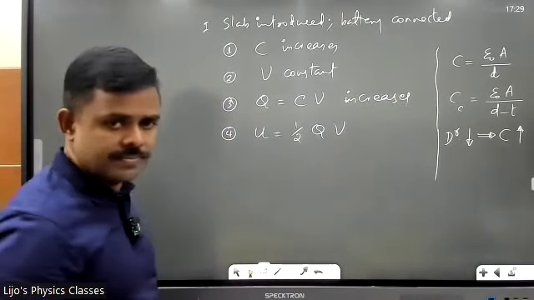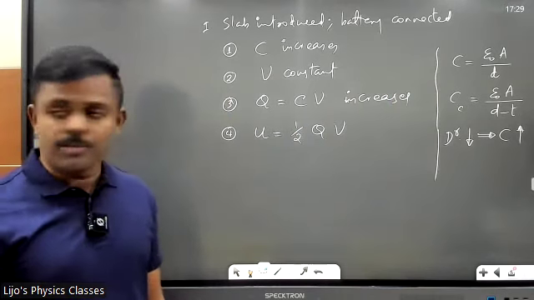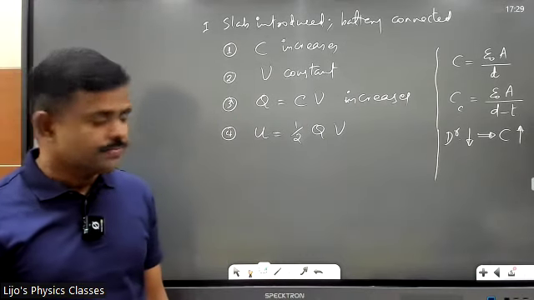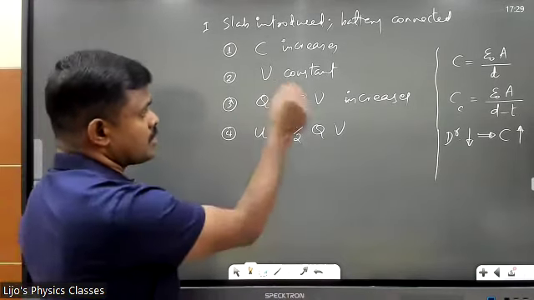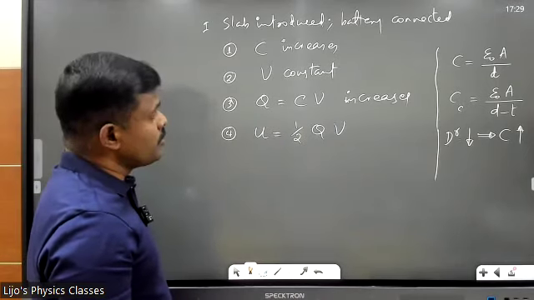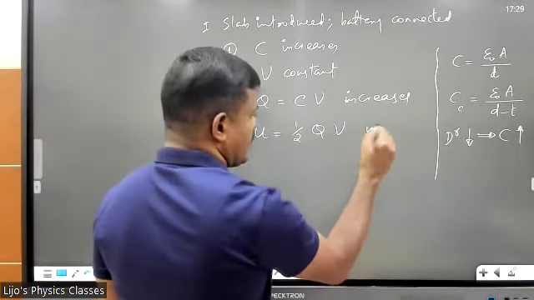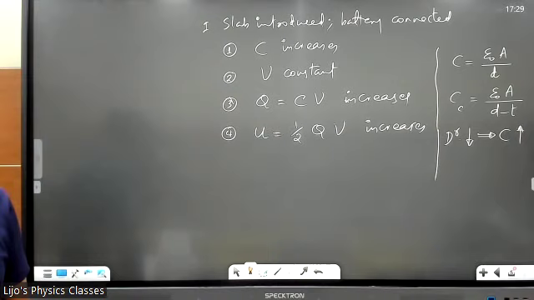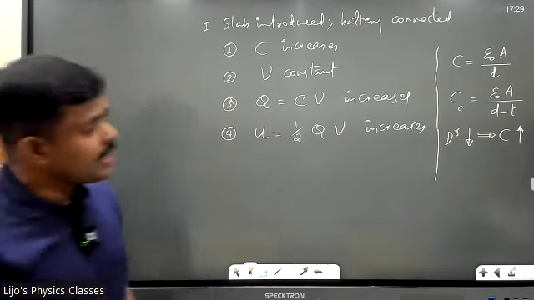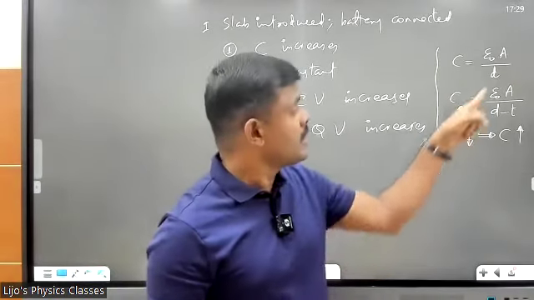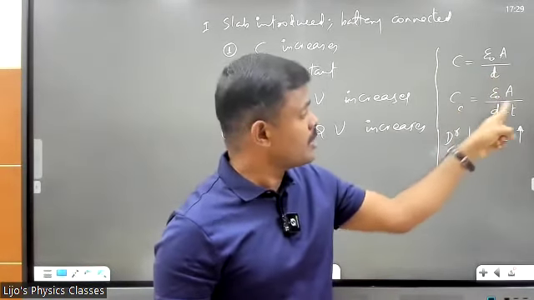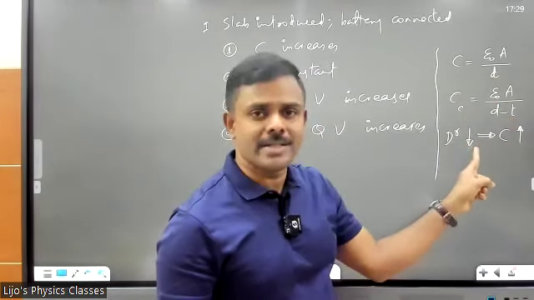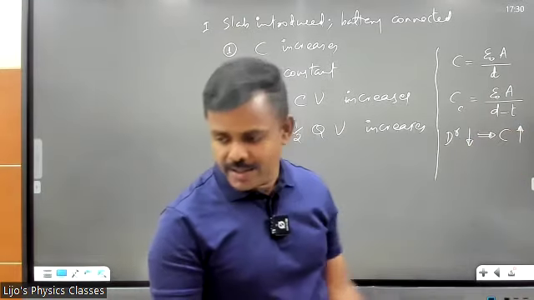Last one, energy. What about energy now? Energy is half QV, and half is constant. Here, V is constant. What about Q? Q increases, so energy also increases. Got it now? This denominator is d only, and this denominator is d minus t, so the denominator is less in the second case. Denominator decreases, so capacitance will increase. Got it?